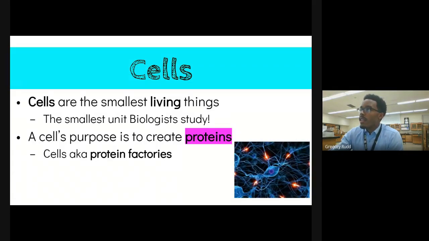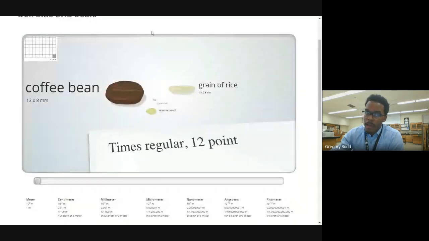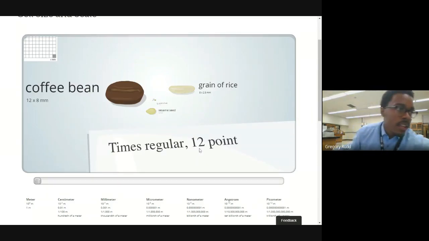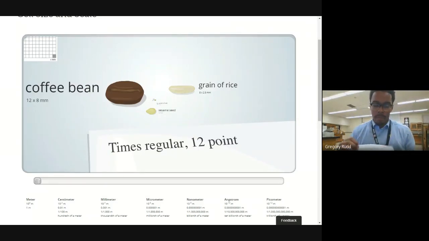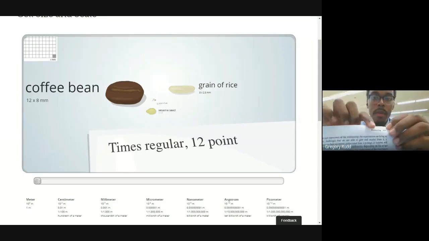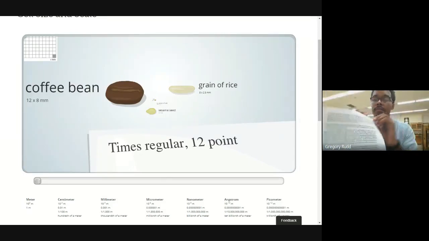So to get a better idea of just how small cells are, I want to look at this illustration. So here we're talking about Times regular 12-point font. So if you type a paper for your English class, more than likely you have to type it in 12-point font, so you know what size that is. It's not very big at all. In fact, I've got a paper here. You can see that word right there, mentoring. That's 12-point font. Okay, so it's pretty small.